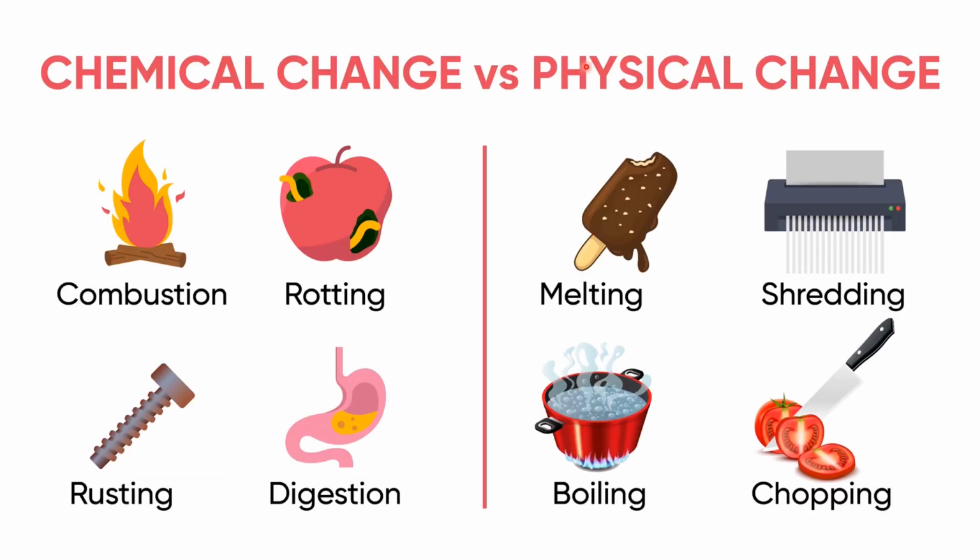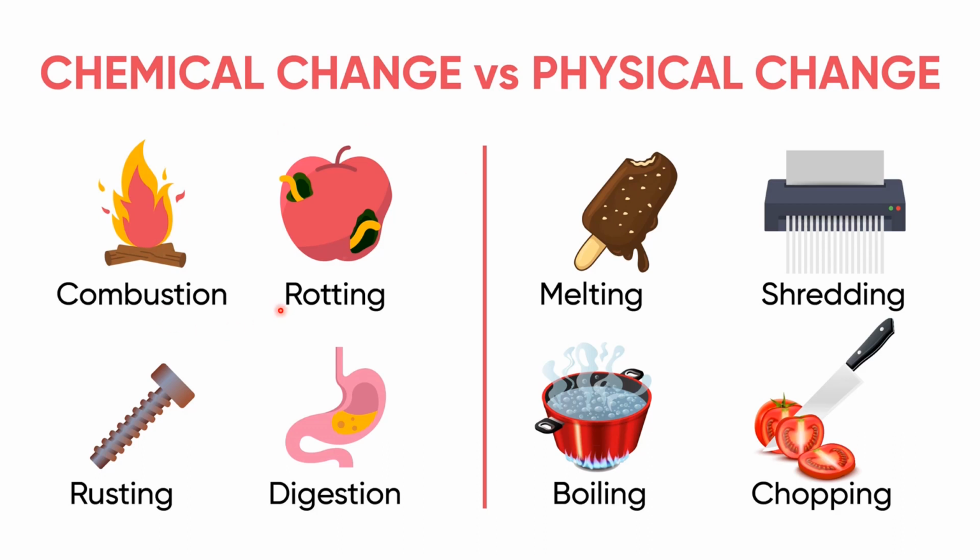Now, these are some of the examples of chemical change and physical change. You can see here that the examples of physical change are the melting, shredding of paper, the boiling of water, or chopping of the vegetables. In all of these cases, the composition remains the same, and there might be only some changes like the texture has changed, or the physical state has changed.